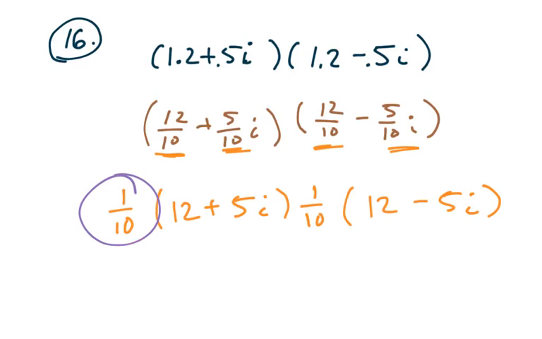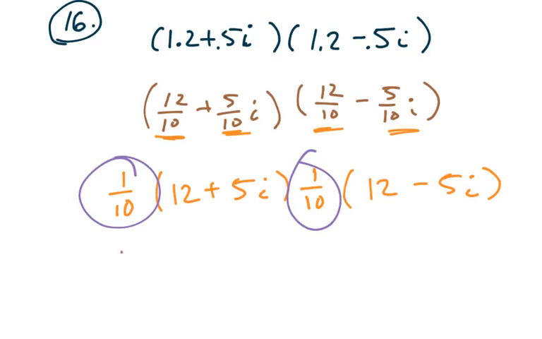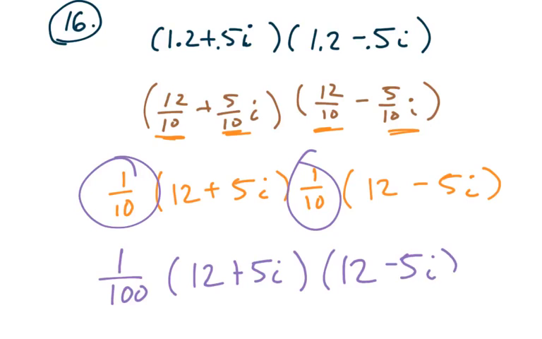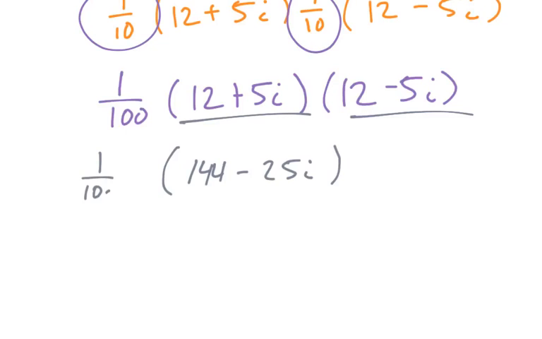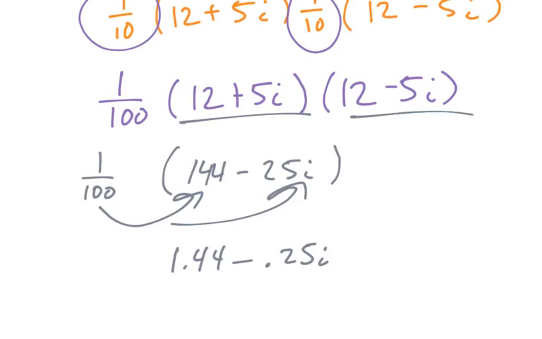So we can take the 1/10, we can combine those, and we get 1 over 100, and we're left with 12 plus 5i, and 12 minus 5i. The cool thing here is that these two give us the difference of squares. So this is just 144 minus 25i squared, and then we have the 1 over 100 on the outside. So if you want to, you could distribute this 1 over 100 back in, and this would be 1.44 minus 0.25i.